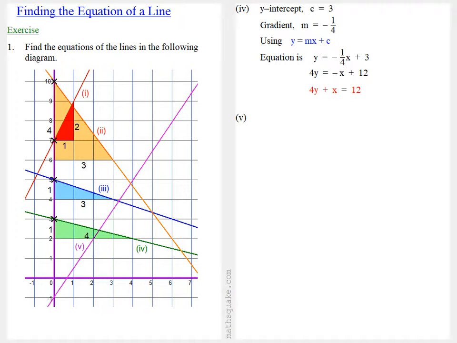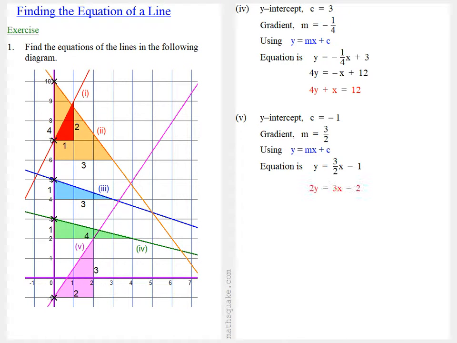Now for part 5, we notice the line crosses the y-axis at minus 1. So the y-intercept c is equal to minus 1. To find the gradient of the line, we draw a triangle under the line. We notice the base is 2 and the height is 3. So the gradient is the height over the base, 3 over 2. So using y equals mx plus c, we have the equation is y equals 3 over 2 x minus 1, which if we multiply both sides by 2, gives us 2y equals 3x minus 2.